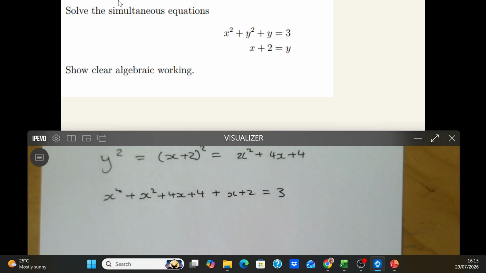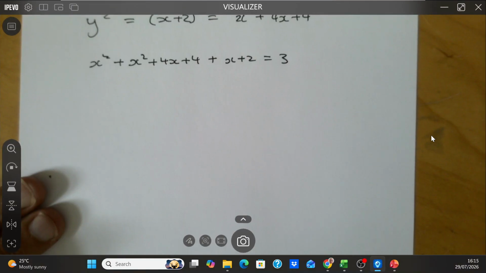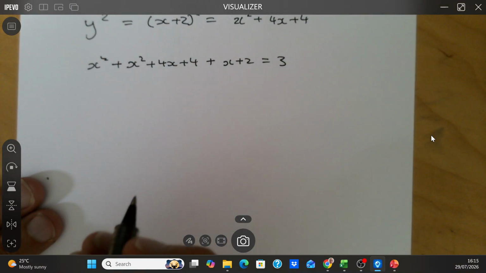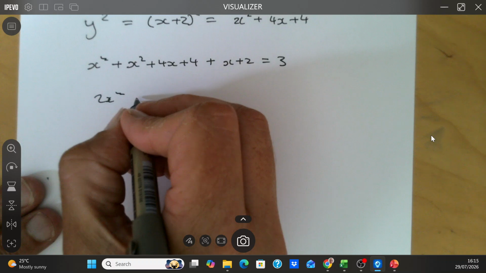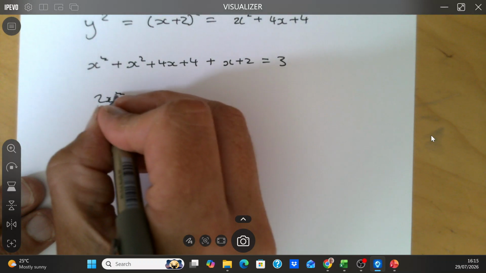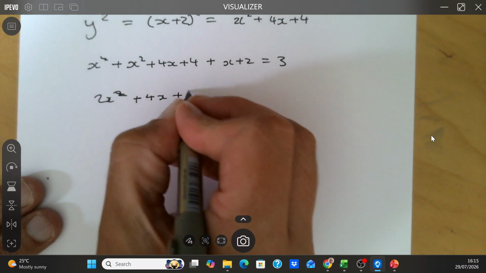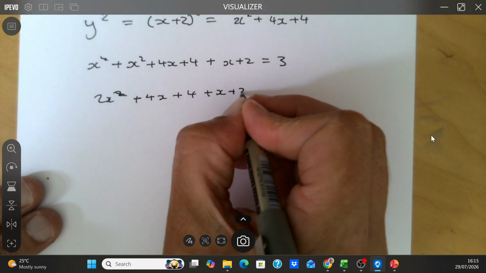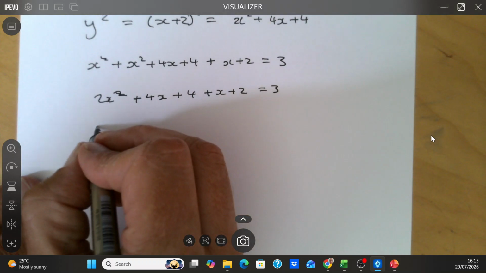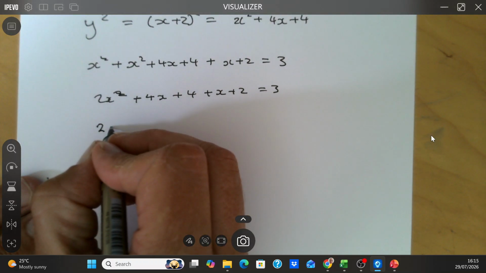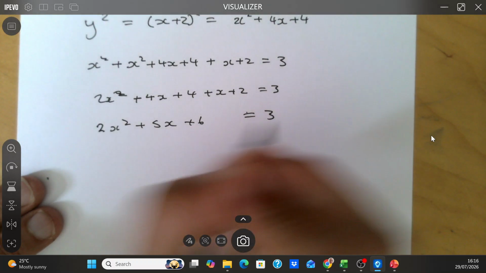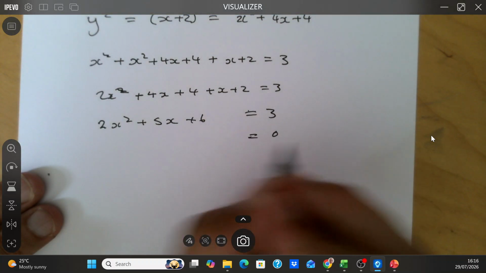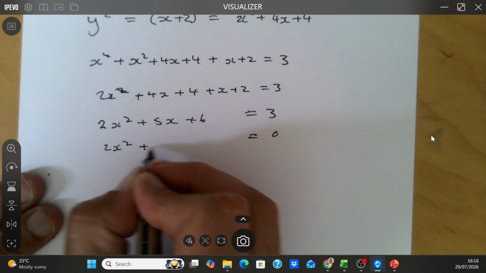I'm just going to open this up so you can see all my working as I go. This will become 2x squared plus 4x plus 4 plus x plus 2 equals 3, which becomes 2x squared plus 5x plus 6 equals 3. To make that equal to 0, so we can solve it as a quadratic.